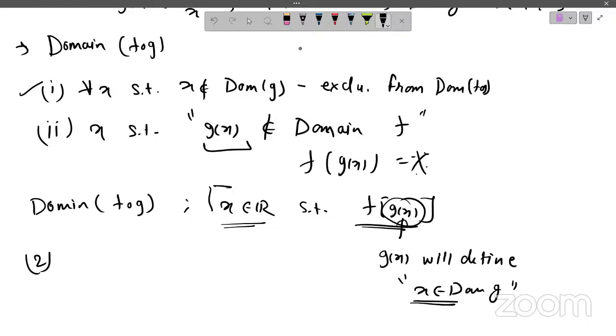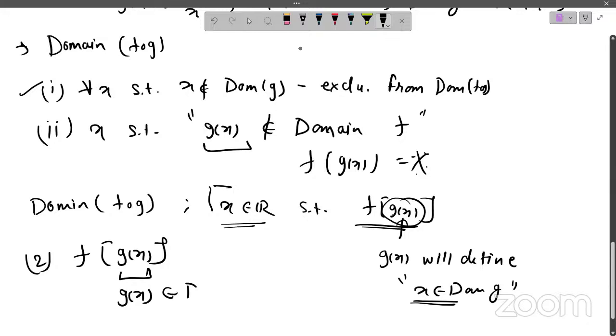Now the second thing: we want to define f of g of x. So that means this g of x should belong to the domain of f. Otherwise, we cannot define f of g of x, right? Because if something is not in the function's domain, it is not defined, right? You know this thing, right? Yes, x should belong to the domain. Is the second point clear?